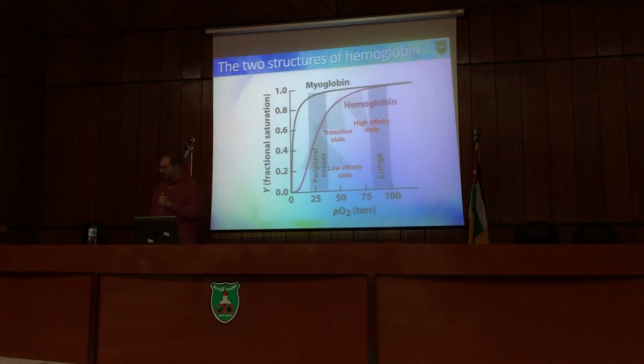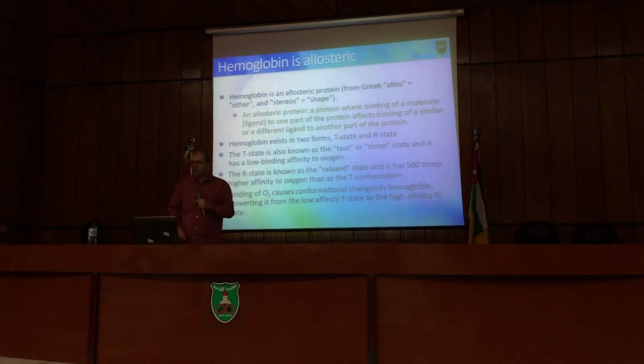So again, if you look at the plot right here, you see that there are two states. You have a state here that we call a low affinity state, and you have a high affinity state right here. In the middle, you have a transition state. You have this change in the structure of the molecule. So hemoglobin has two structures. Yes, hemoglobin has two structures.